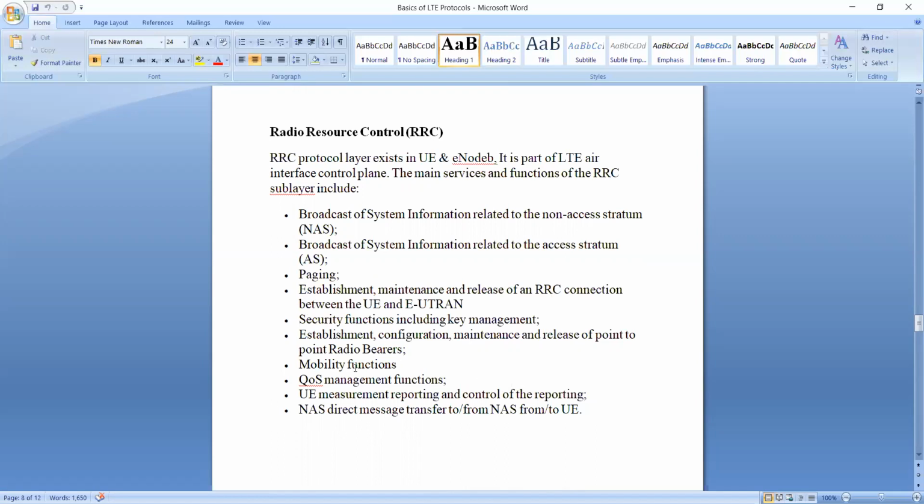It is responsible for mobility functions like X2 handover. When handover happens from one eNode B to another eNode B, RRC sends the handover request. So UE is not part of E-UTRAN? No. Only eNode B is part of E-UTRAN. One eNode B or multiple eNode Bs are part of E-UTRAN.